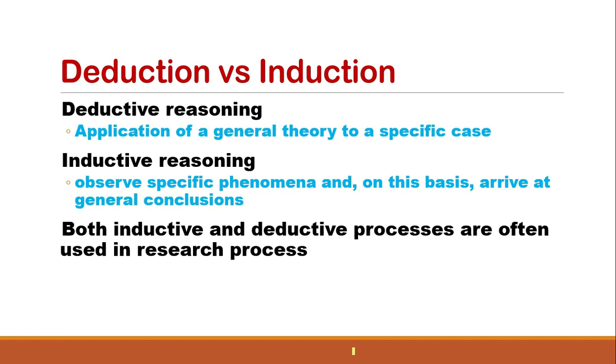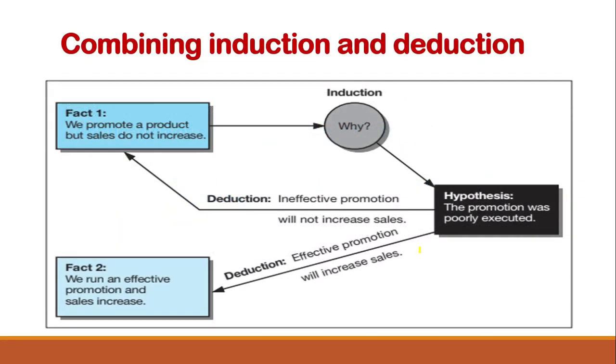On the other hand, when we are talking about inductive reasoning, it is a process where we observe specific phenomena and then arrive at a general conclusion. So if a manager sees that there are some employees who are stressed, the manager might interview a few employees to identify the reasons they are stressed and develop a general hypothesis. Both inductive and deductive processes are often used in research, and can be used at a time. This diagram explains how we can combine induction and deduction in a research process.